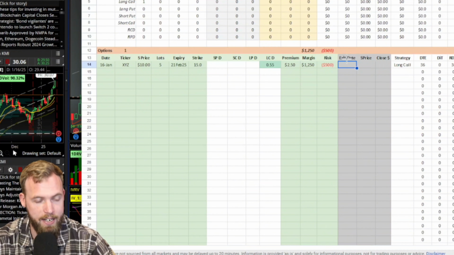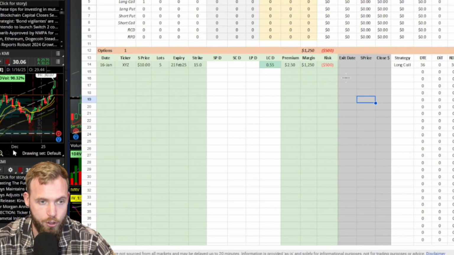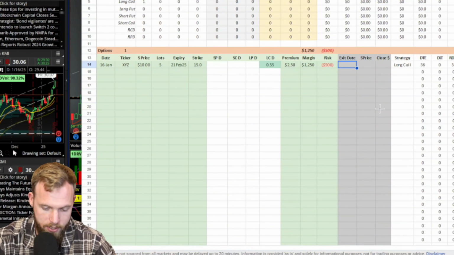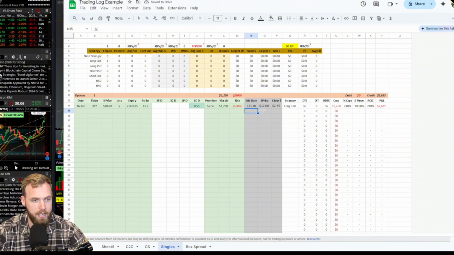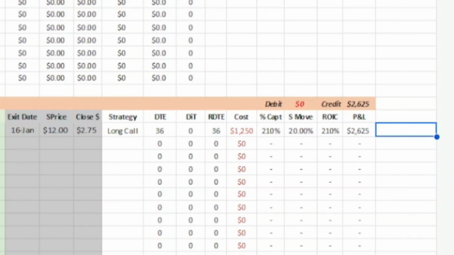So now this is the open trade as it sits. And you can see that there's a gray section here. This is what I input when I'm actually exiting the trade. So let's say it's the 16th of Jan, the stock goes up to $12. And then let's say that I close this for $2.75. Great. So now I have a sense of what the actual move was. But when I look at this, well, I see 26, 25. That's way too high. So what happened here?